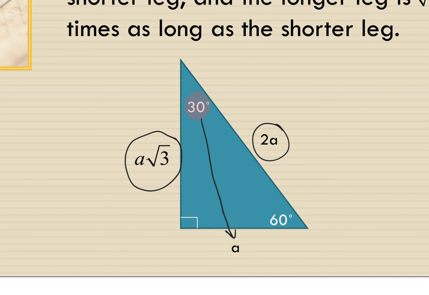Wait, so they're all a? They're all in terms of a, but they're all different values. So the side opposite your 30 is going to be a. The other leg will be a times the square root of 3. And your hypotenuse will be 2 times a. Is 2 times a, that's the c? Correct. And that's the b. Yep.